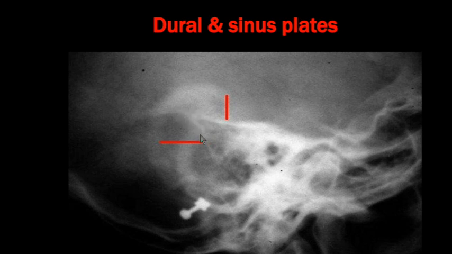Similarly, below, inferiorly, you can see a whitish line. This is nothing but the impression of the sigmoid sinus. So this is known as the sinus plate. These two are clear anatomical landmarks which give the extreme boundary to the mastoid region. Mastoid region does not extend beyond this dural plate and beyond the sinus plate. The portion within this is known as the mastoid region.